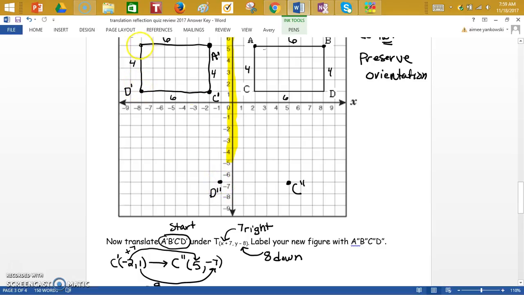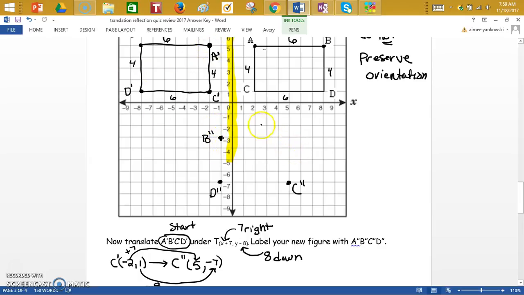I know that B double prime has to be 4 above D double prime. 1, 2, 3, 4 above, because it stays congruent. Side lengths are going to stay the same. But I could take my B prime and move it 7 right, 8 down, and I'm going to guarantee you I'm going to land right here. 1, 2, 3, 4, 5, 6, 7 right, and then 8 down. 1, 2, 3, 4, 5, 6, 7, 8. All right.